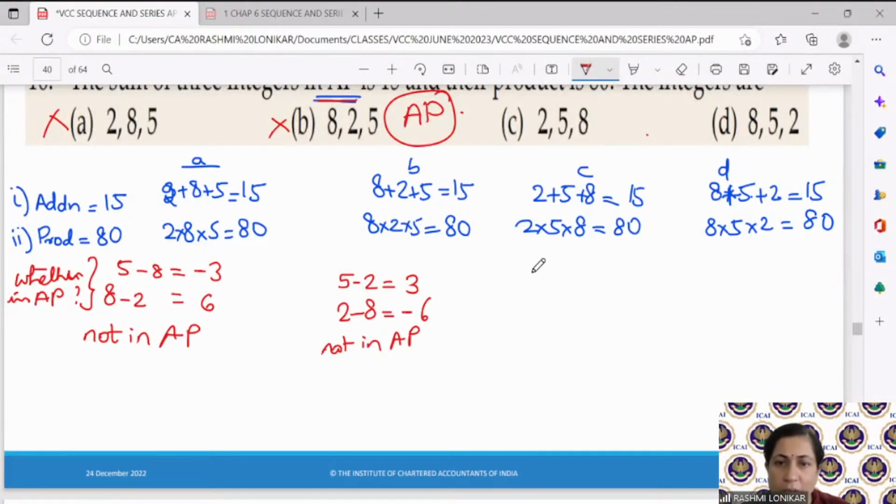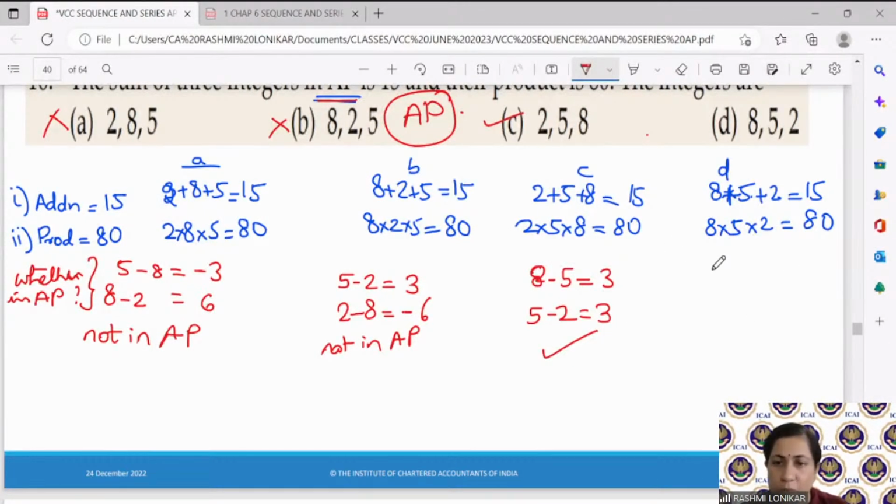Now let us see over here. 8 minus 5 is 3, and second term minus first term, 5 minus 2, is 3. So is the common difference the same? Yes, it is an AP with common difference of 3. So this is a correct option.